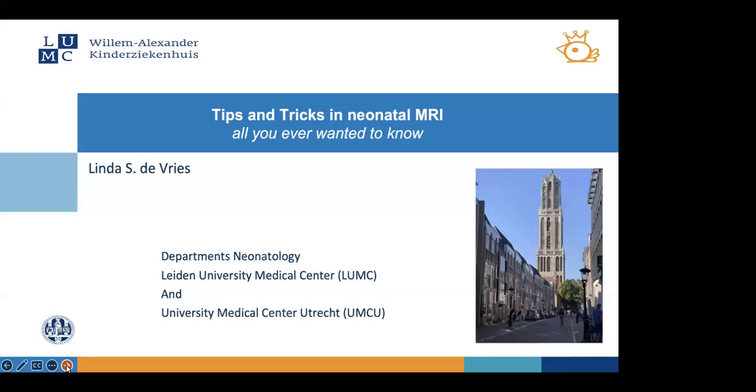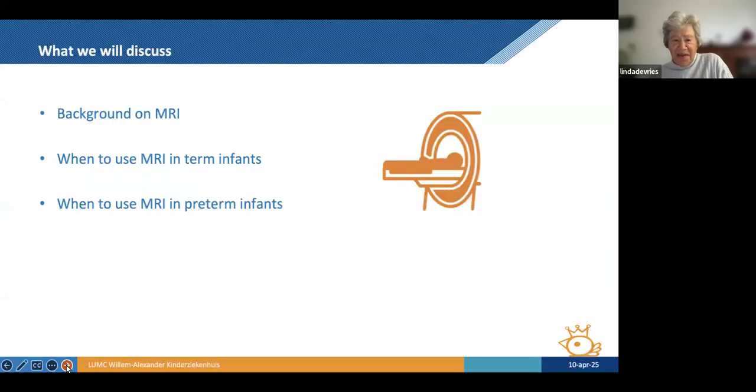Over the last 5 years, but it looks now really, really good. So I first will have just a tiny little bit about the background on MRI, just a few slides, and then I get back to the clinical use of MRI in term infants and also when to use the MRI in preterm infants.